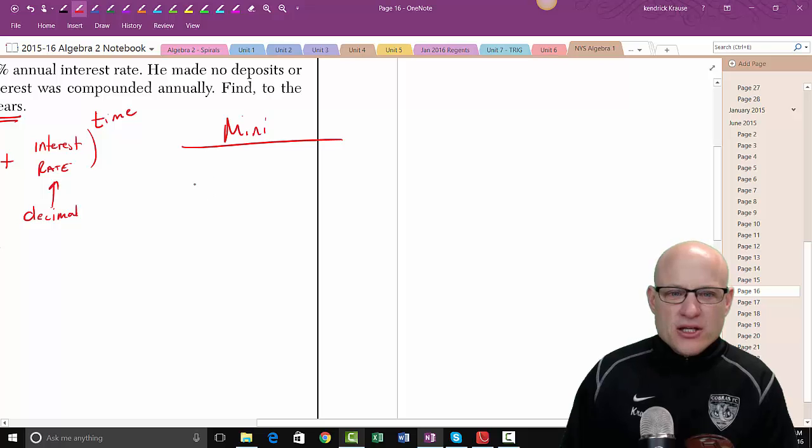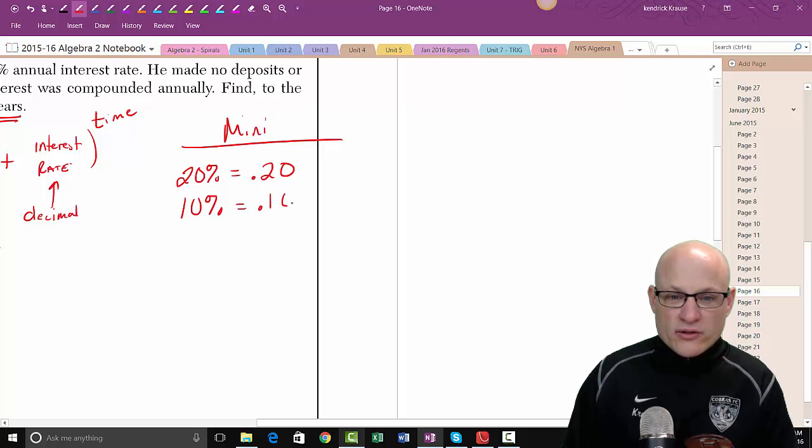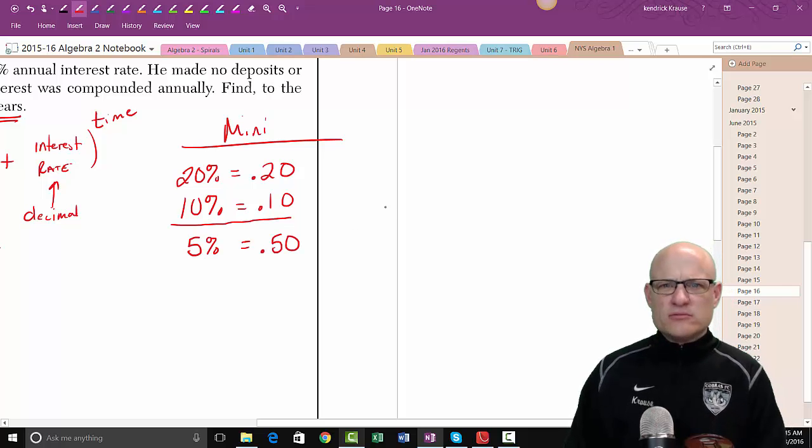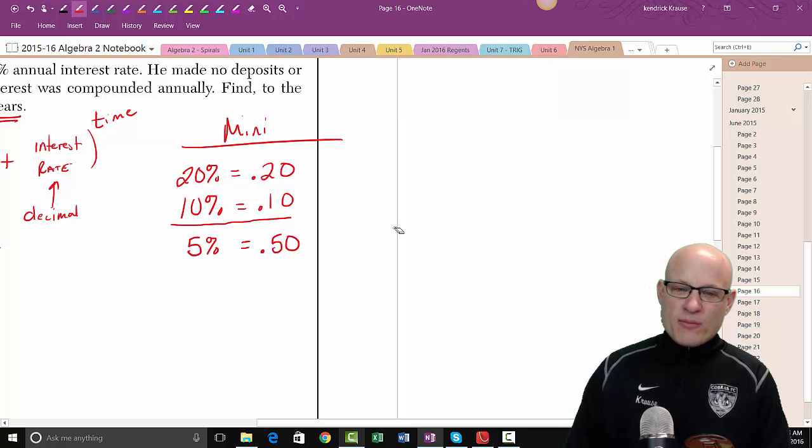Don't fall asleep. You guys know that 20% is equal to 0.20. You know that 10% is equal to 0.10. So now that we get below 10%, this is where it starts to cause problems for kids. Like 5%. Would you say that 5% is 0.50? You wouldn't, would you? And would it make you feel better if you said 0.5? It's the same thing. That's 50% interest rate.